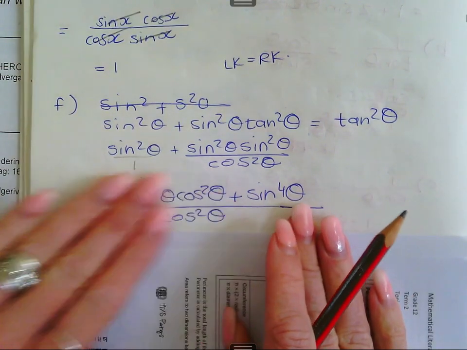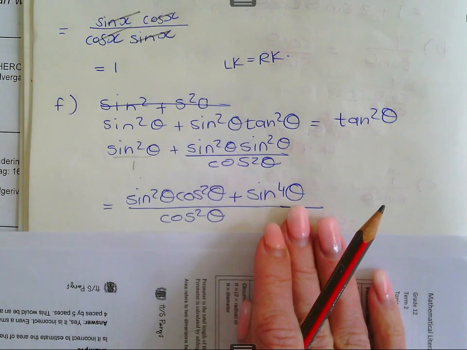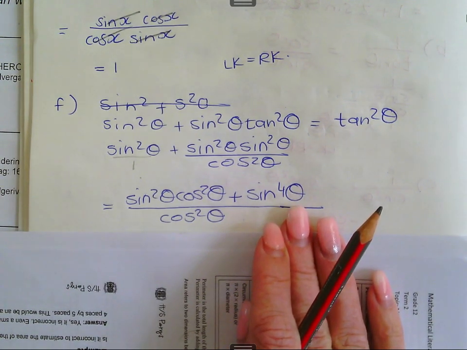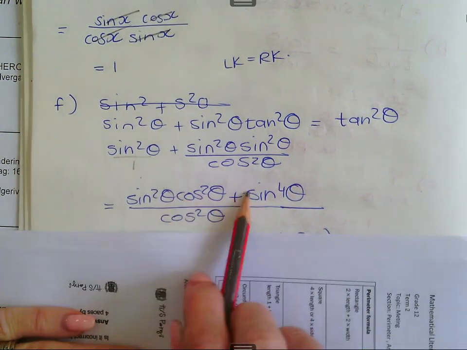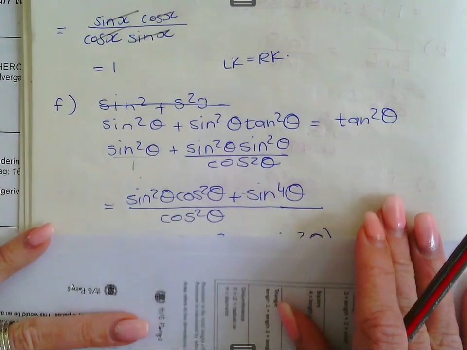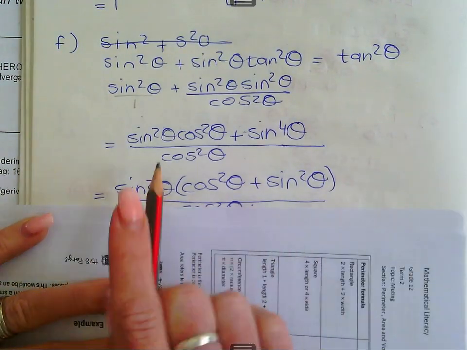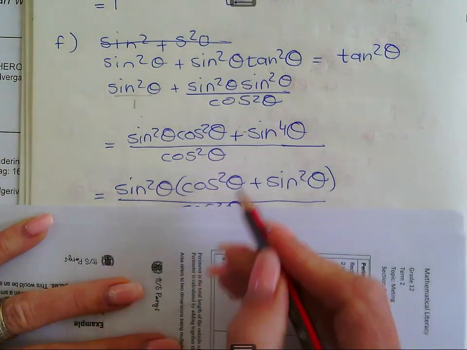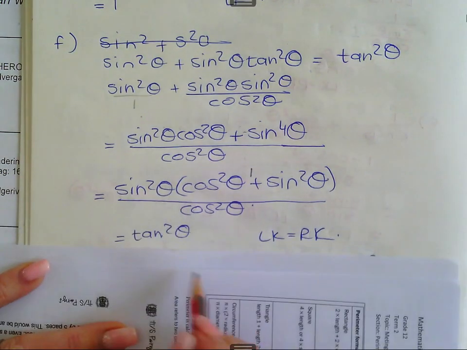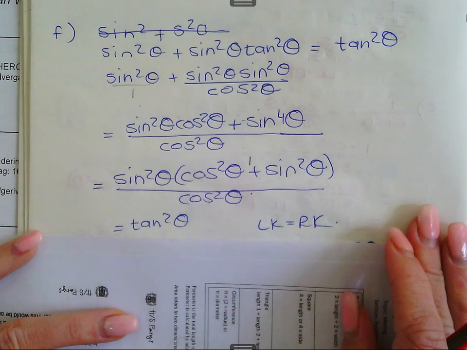So at this stage I can't do anything more trigonometric. I've done the fraction, simplified it as far as I can. But there is something algebraic that I can do. And that is to take out something in common at the numerator. So when I take out something in common, that will be the sin squared. And I'll be left with cos squared plus sin squared, which is 1. And then sin over cos is tan squared. And then the left side is equal to the right hand side.